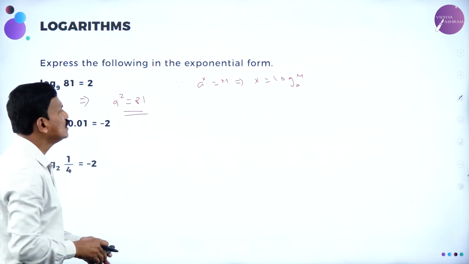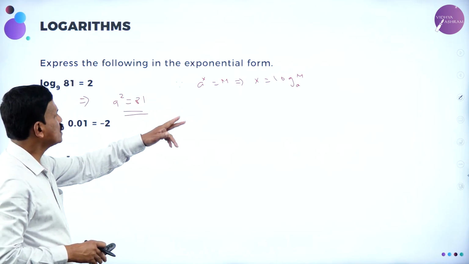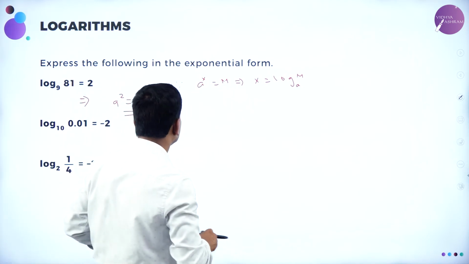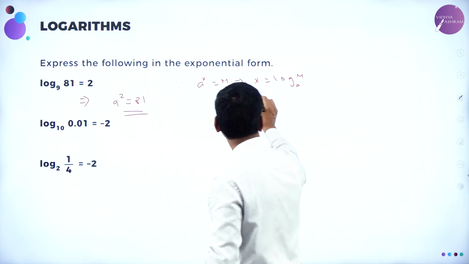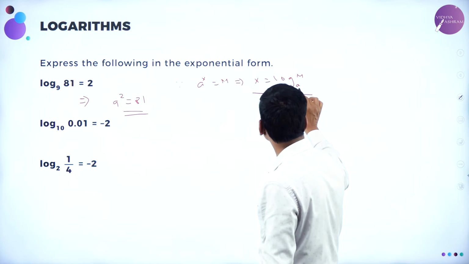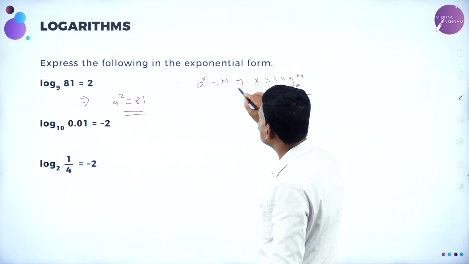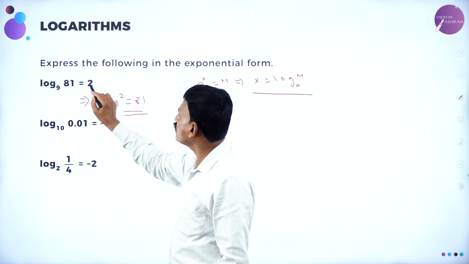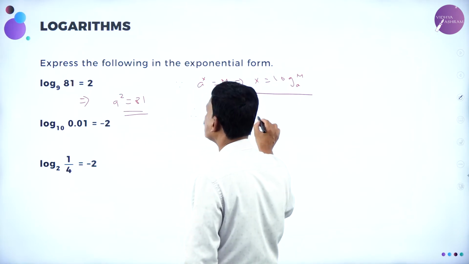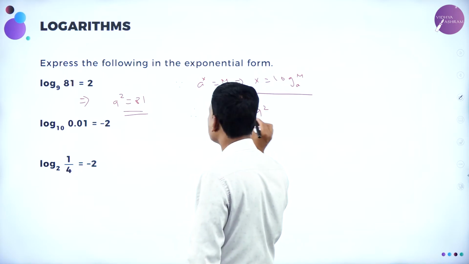See, a to the power of x is equal to m means x is equal to log m to base a. What is x? Here x is equal to log m to base a is given. x is equal to log m to base a means the base will remain the same, a to the power of x. So we can write 81 is equal to 9 squared for the first one.